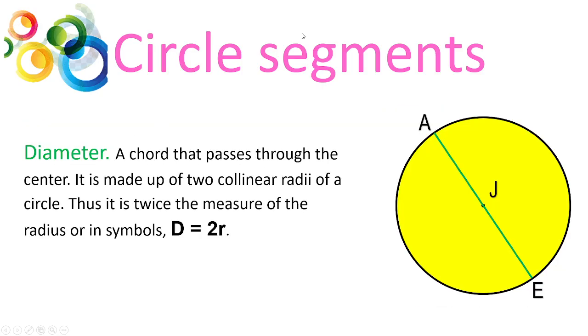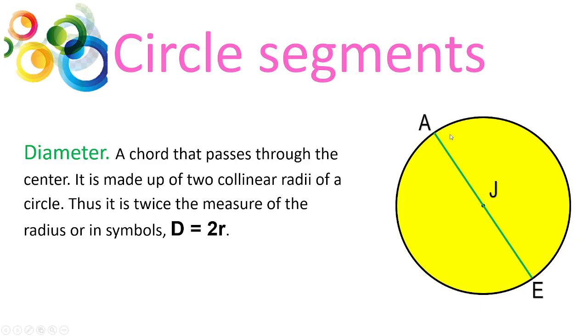Now another segment is called diameter. It is a special chord because it passes through the center. As you see here, the green chord with endpoints A and E on the circle J is a diameter since it passes through point J, which is the center of circle J. Now it is actually made up of two collinear radii. JA here is a radius and JE is also a radius. So they are collinear, forming one complete segment, which is the diameter.